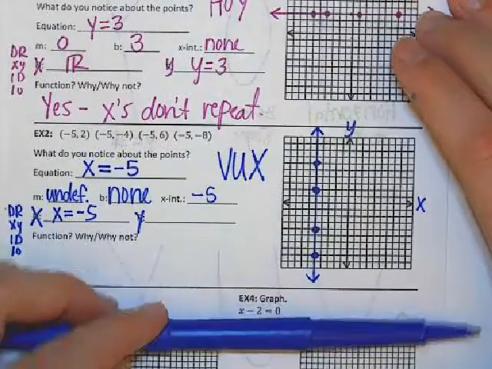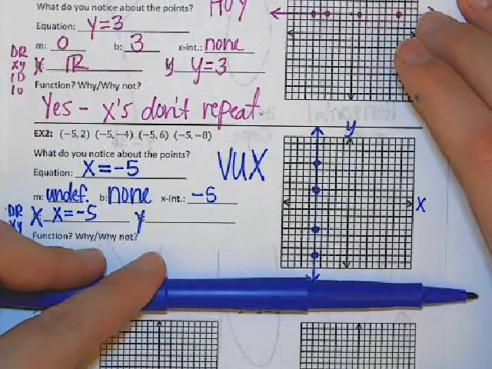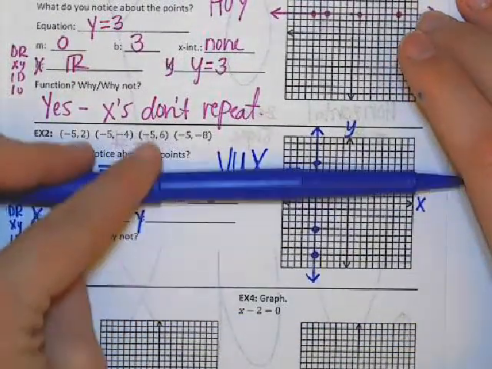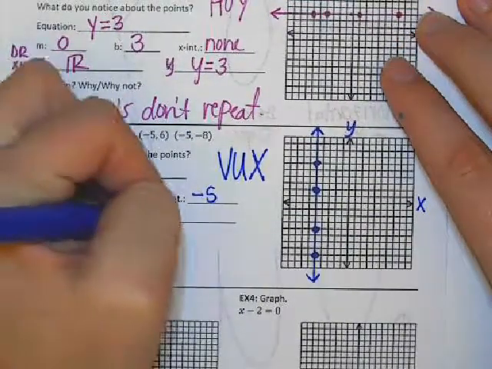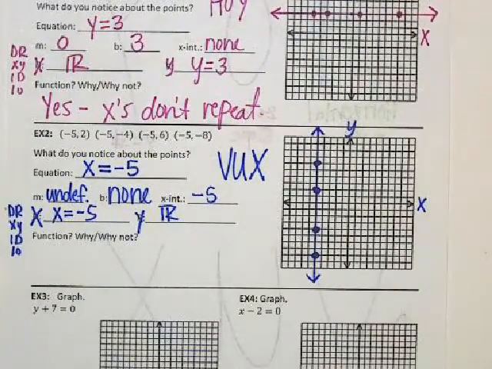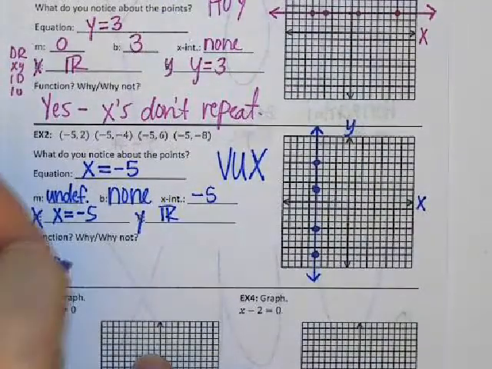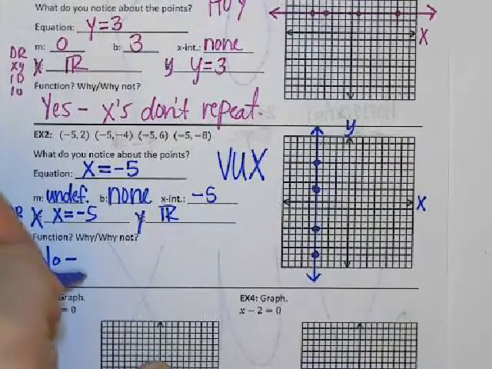My range, ride the elevator. First thing I touch is an arrow. Last thing I touch is an arrow, so all real numbers. You're going to touch every Y. Is this a function? No. Why? Because X repeats. No, because X's repeat. Good.